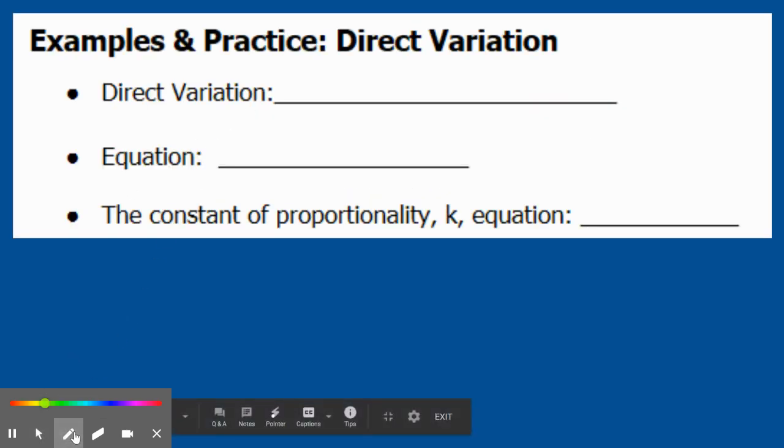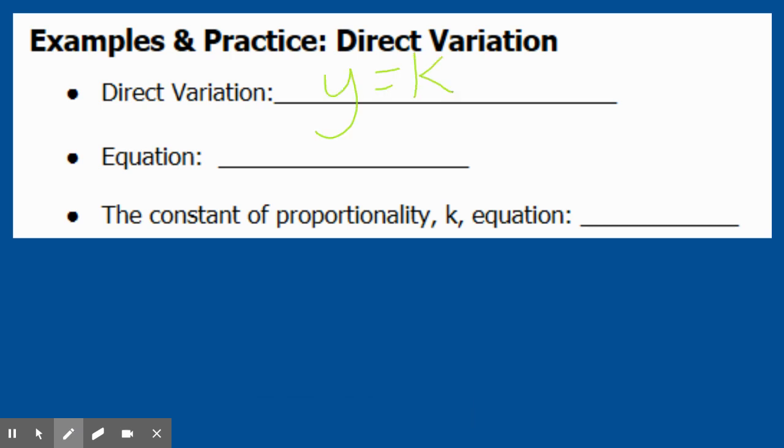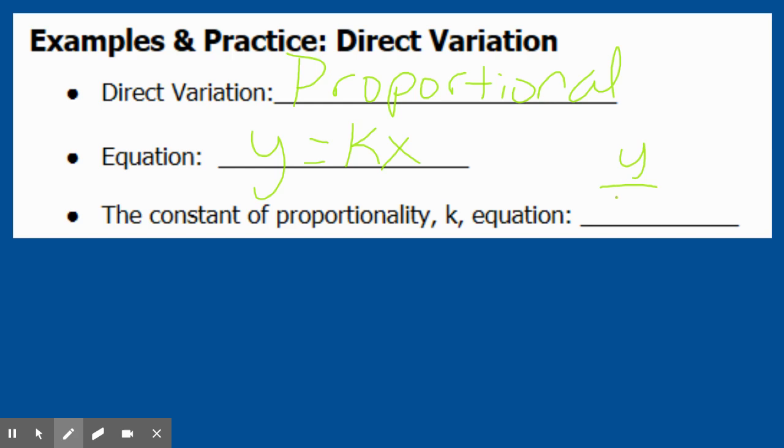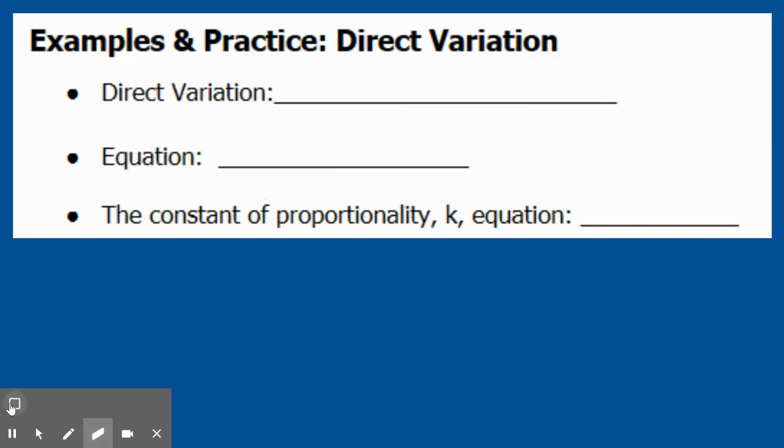So direct variation, the formula is y equals kx. Direct variation means proportional. The formula is y equals kx. And again, the formula for k, or the constant of proportionality, is y over x. So again, it's not y2 minus y1, it's just y over x.